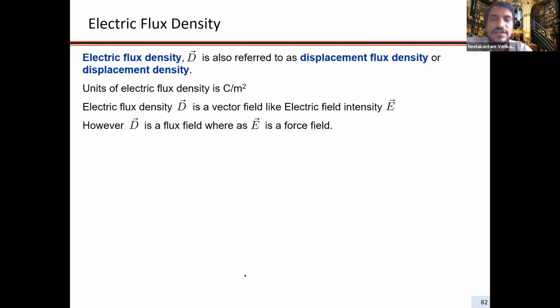The unit of electric flux density is coulomb per meter square. The unit of electric field is volts per meter. The unit of electric flux density is coulomb per meter square.